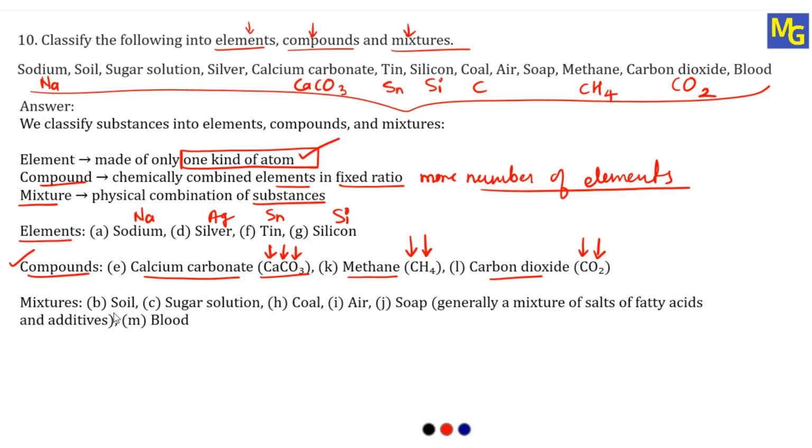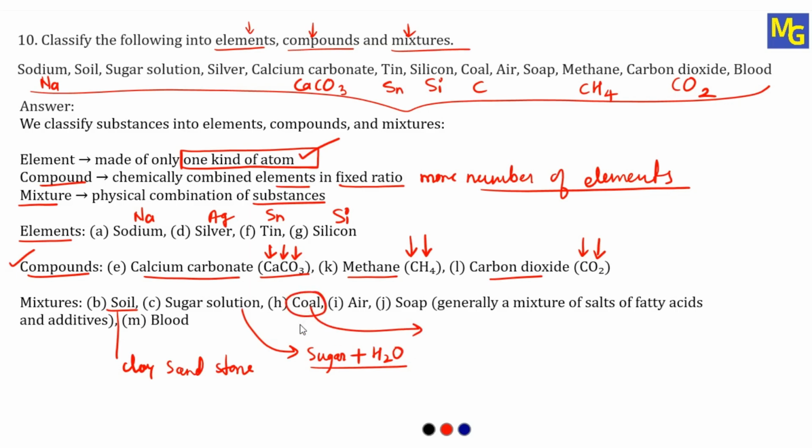Mixture. In mixture, we can write soil because soil is a mixture of clay, sand, stone, etc. So it is a mixture and it is heterogeneous. Sugar solution is also a mixture. It is a mixture of what? Sugar plus water, and it comes under homogeneous. Then comes coal. Coal also consists of all the impurities mixed in it, because coal is what we get in nature. So it is not a pure one.